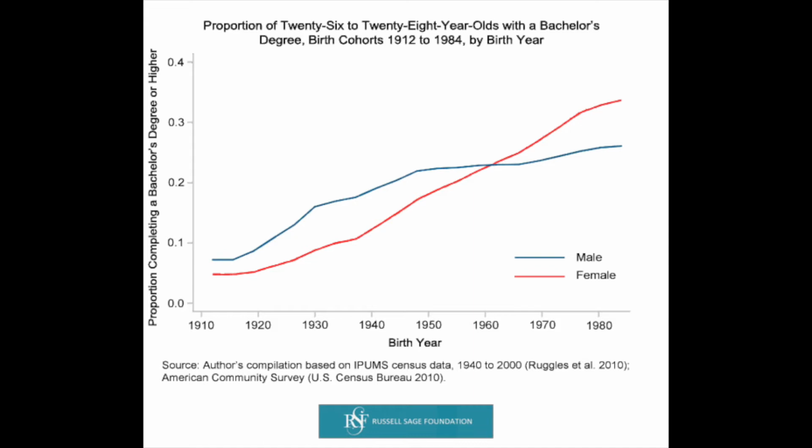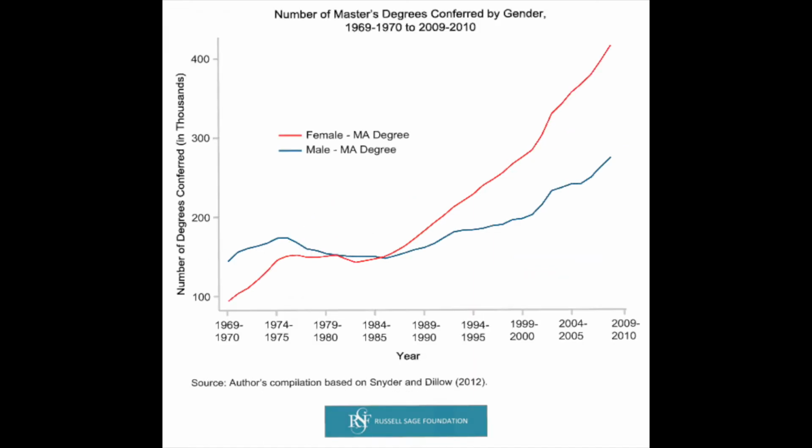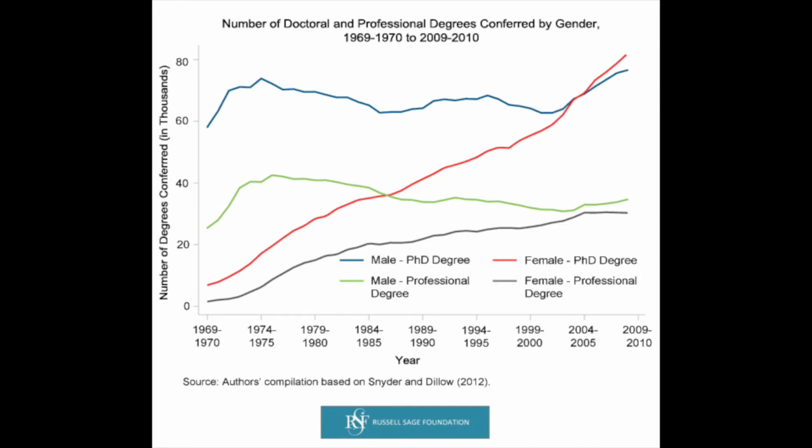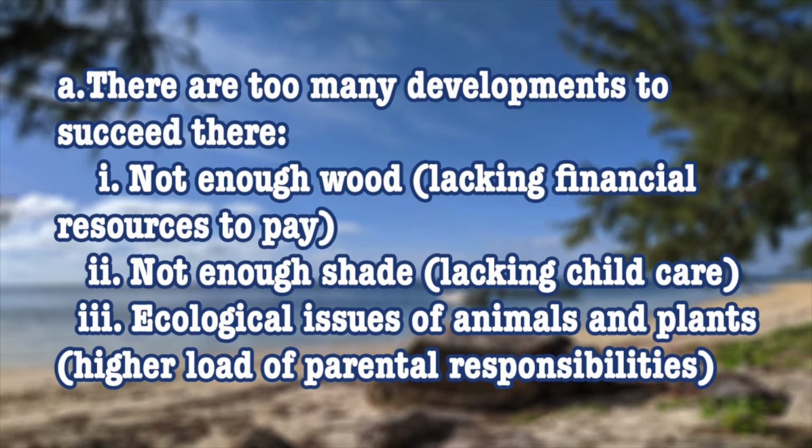So we can see in these graphs here that women are surpassing men on both bachelor and doctoral degrees received. Even though in our beach hut there might not have been enough wood at certain spots, which relates to a lack of financial resources to pay for women's education, or that there's not enough shade, or lacking childcare because the women have a higher responsibility at home, or there were certain ecological issues keeping us from building our beach hut in certain places, women are still getting these bachelor's degrees and doctoral degrees at higher rates than men.